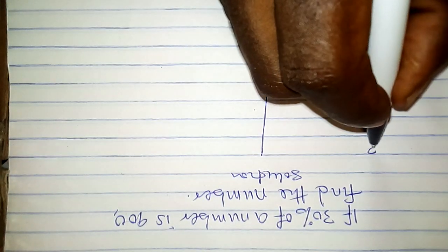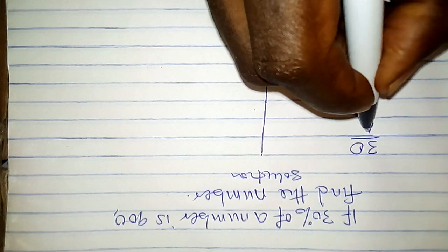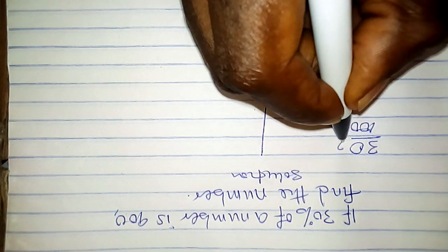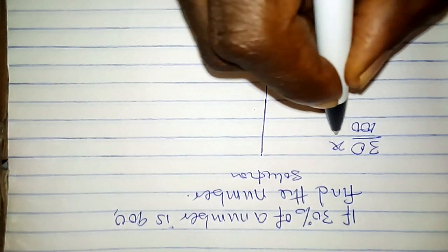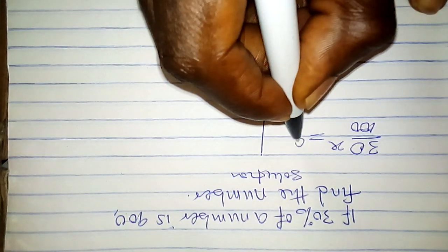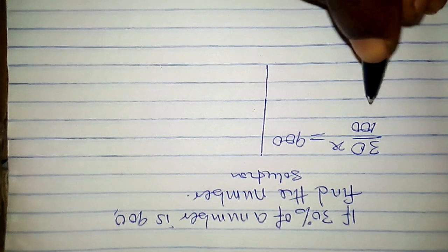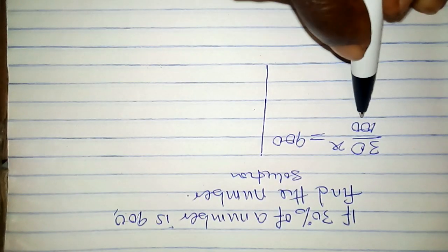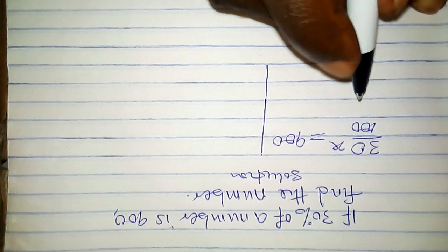Okay, let us solve this problem. 30% of a number x is 900. 30% is 30 divided by 100 of a number x. Let the number be x, equal to 900. So what do we do? We multiply both sides by 100 so that we are going to eliminate this fraction.